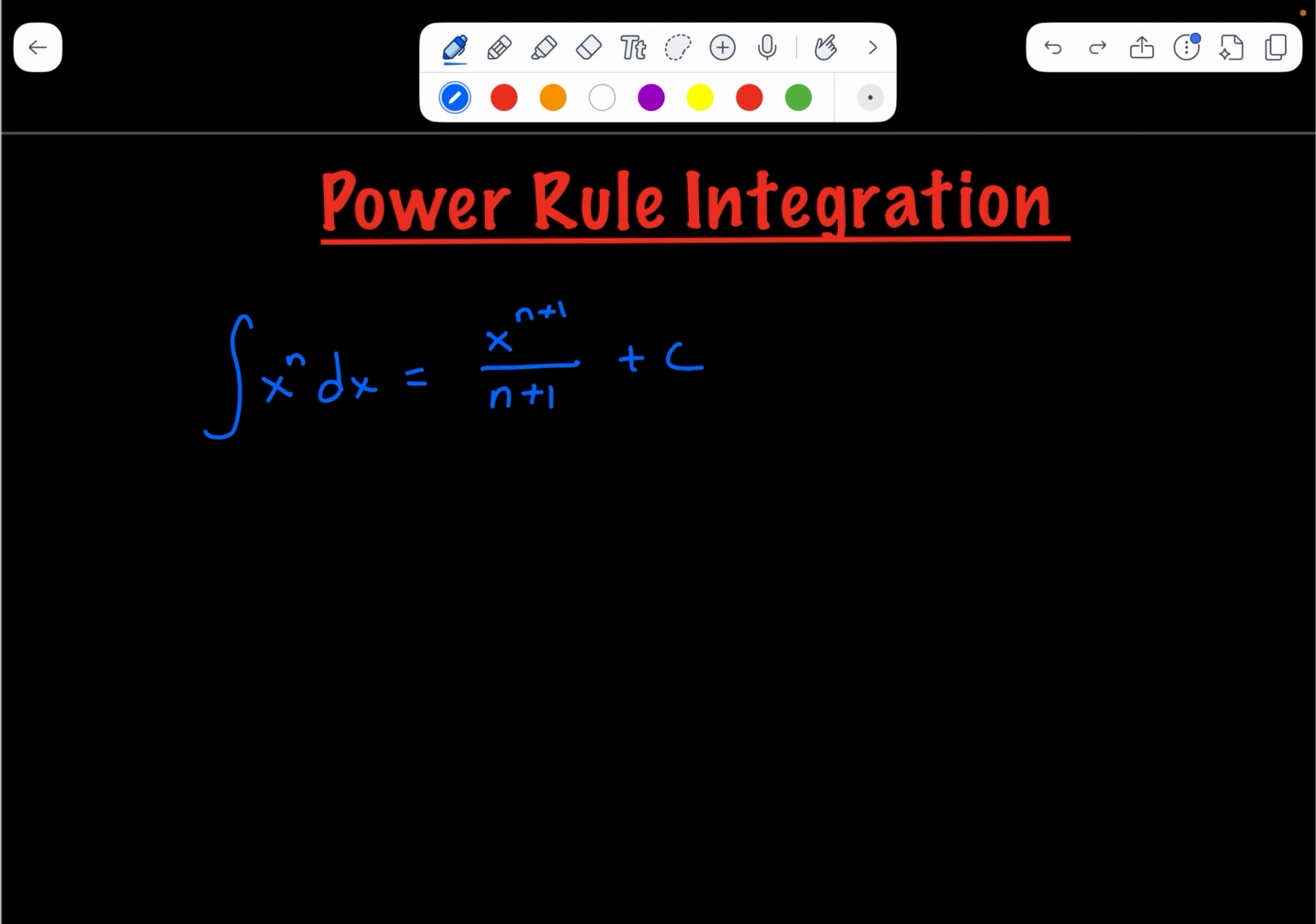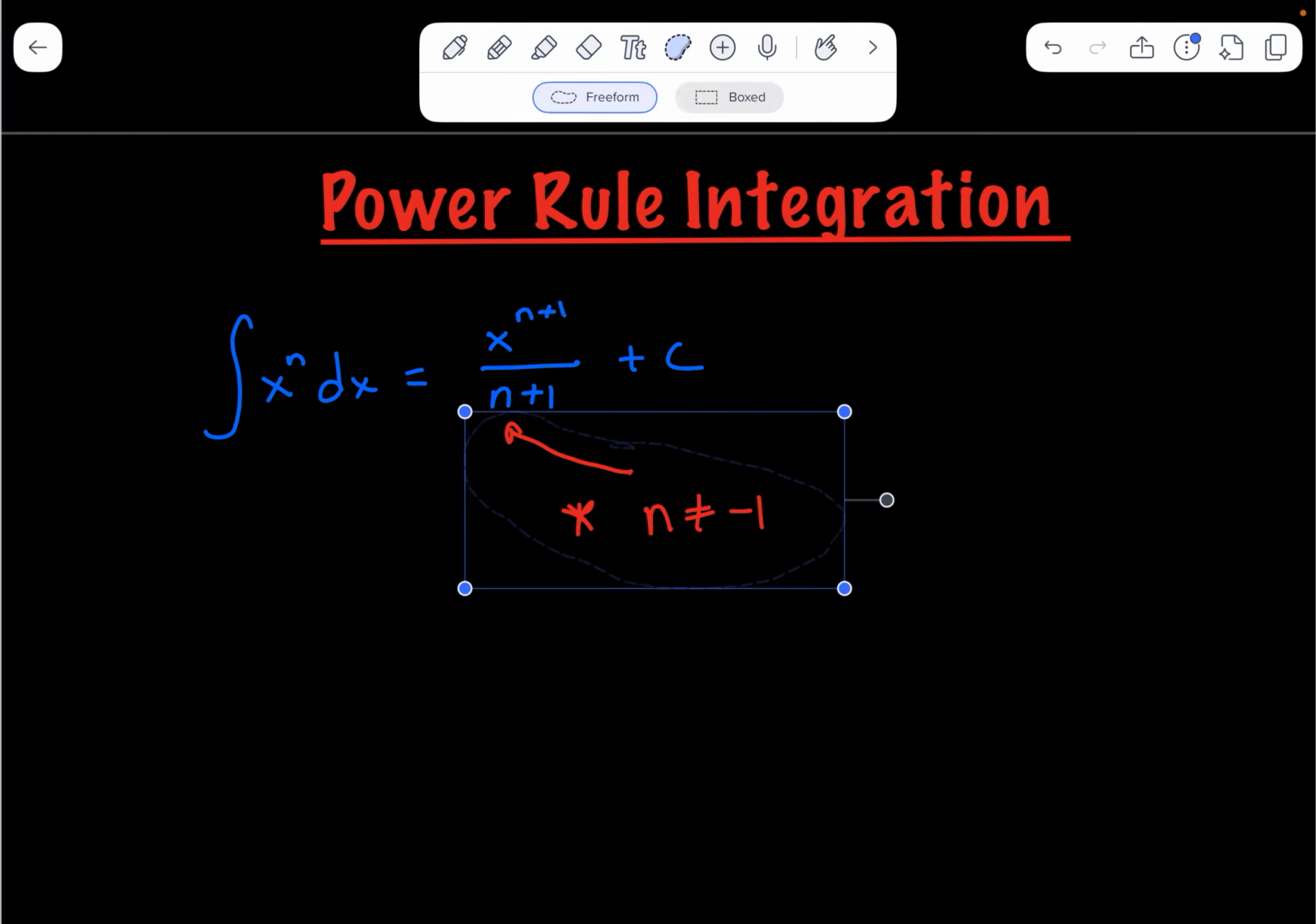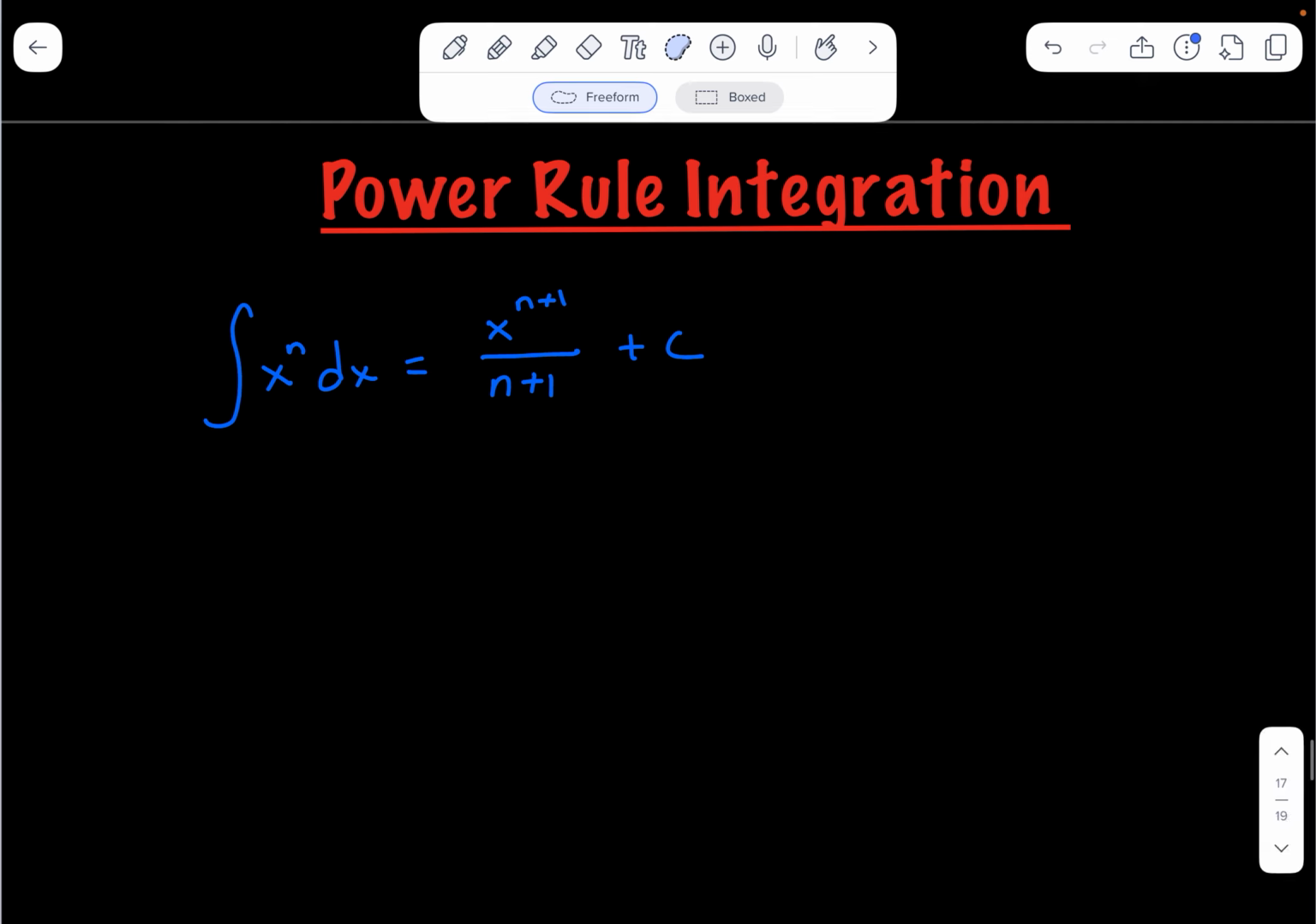If you have an exponent n, you just add 1 to that exponent and then divide everything by n plus 1. Now, there is one note I want to say. This works for when n does not equal minus 1, because if I was to put minus 1 in here, that would just be 0 in the denominator, and that is undefined, and we cannot have that. But that right there is the general form. So let's go ahead and get into some examples.